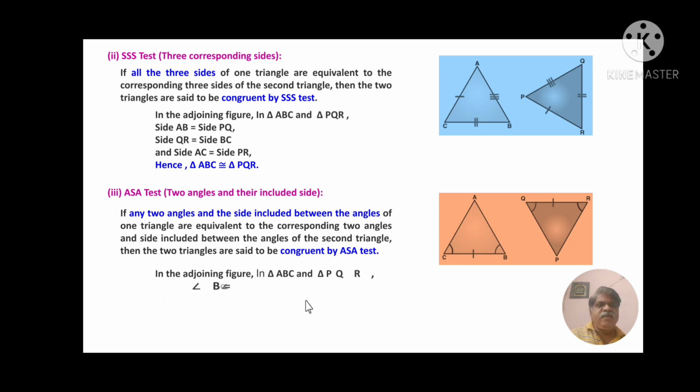Friends, in the adjoining figure in triangle ABC and triangle PQR, angle B is congruent with angle Q. This side BC is congruent with side QR. Angle C is congruent with angle R. Hence, we can say triangle ABC is congruent with triangle PQR.